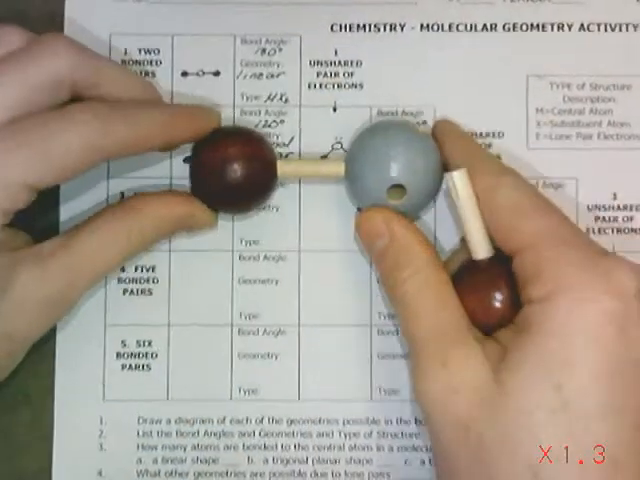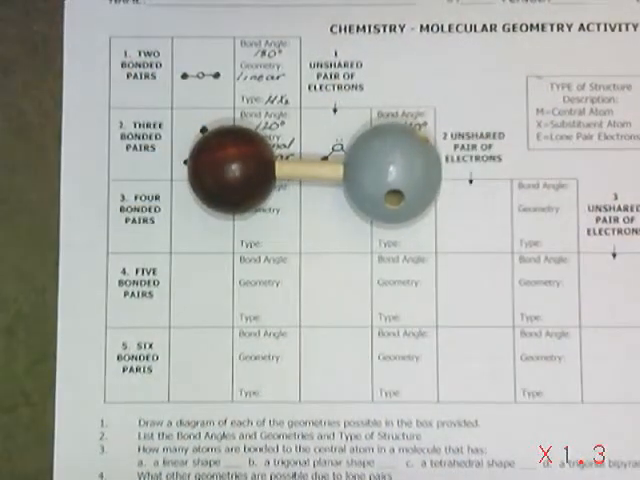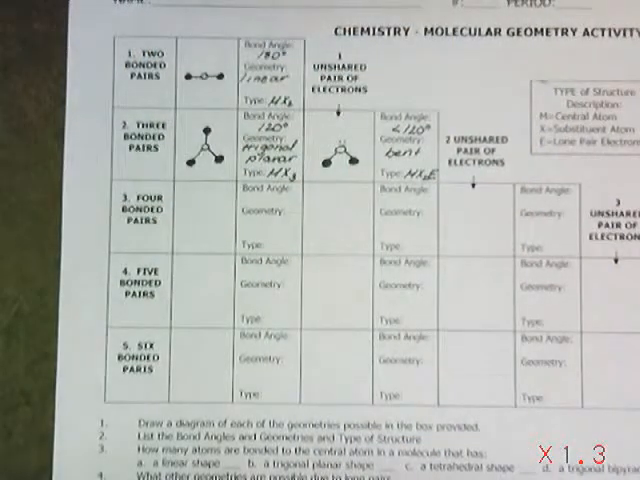And then, if we have 2 lone pairs and 1 bonded pair, then we have a 180 degree bond angle. Alright, so I'm going to put these back on and pass this around.